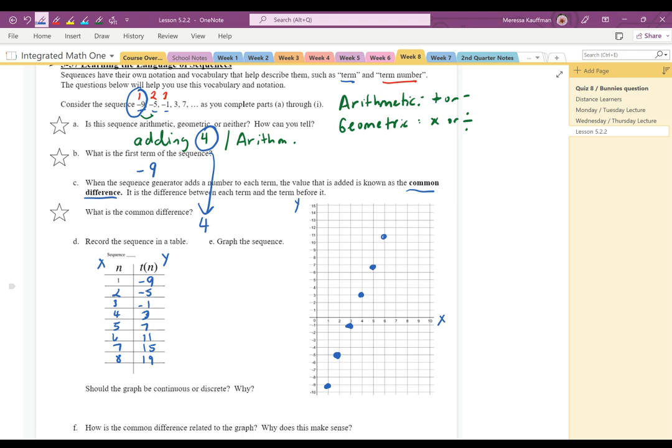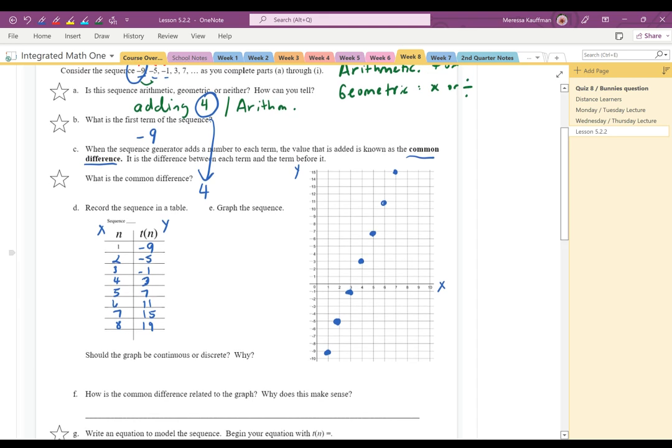7 and 15. And I think we're about done. All right, so now I have my line. Now it's asking me, should this graph be continuous or discrete?